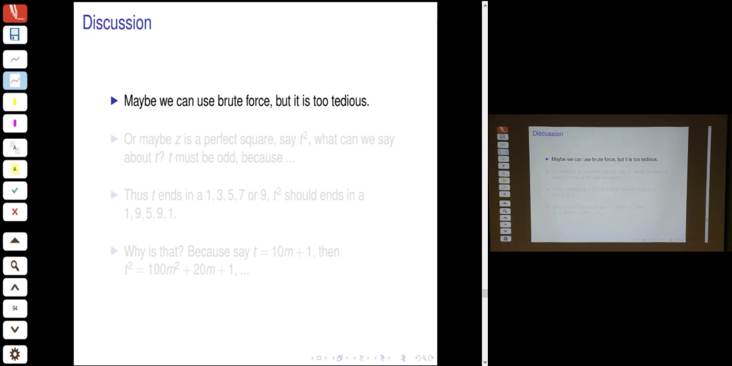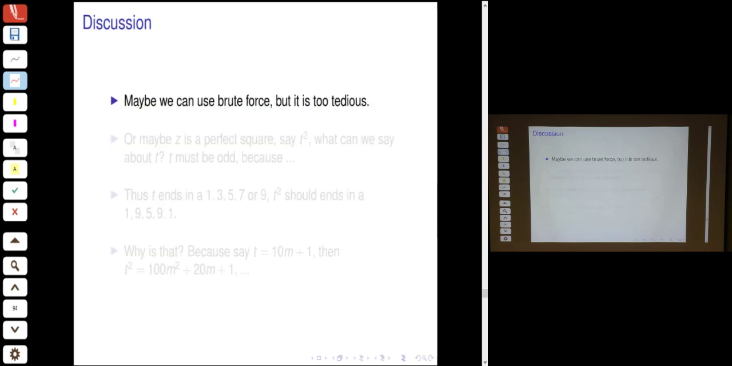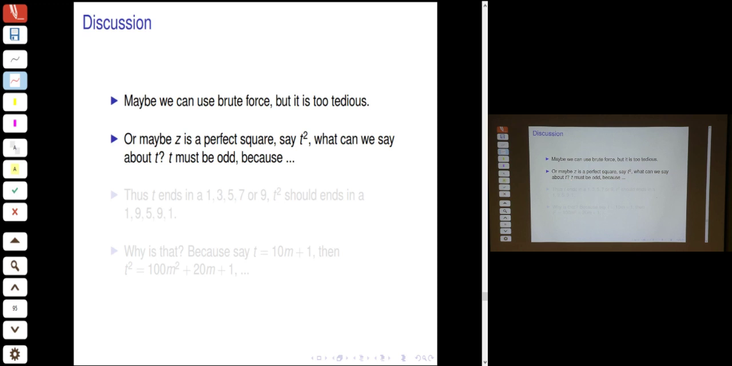So maybe we can use brute force, but this is too tedious. What do I mean by brute force? You just check all possible numbers. You start from 1. Is 1 squared equal to this? Is 2 squared equal to this? 3 squared? You try until you hit this number. If none of them equal this, then it's not. But of course, we don't do that. Even with a helpful computer, we don't want to do that. So now, maybe this guy is indeed a square.